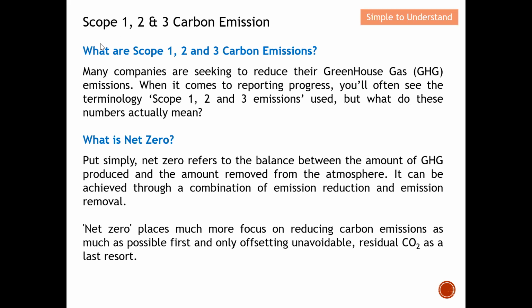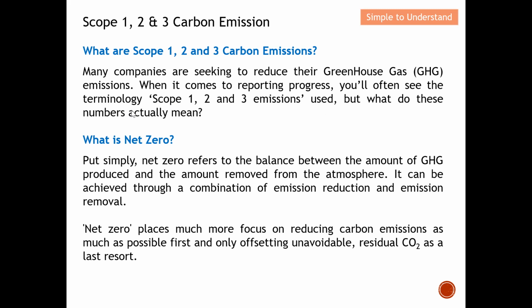Let's quickly kickstart by discussing what Scope 1, Scope 2, and Scope 3 carbon emissions are. Because of regulation, more and more companies are seeking to reduce their greenhouse gas, also known as GHG, emissions. The regulator has come into enforcement, requiring many companies to reduce their greenhouse emissions. And therefore, when it comes to reporting the progress, we often hear the words Scope 1, Scope 2, and Scope 3 emissions. But what do these numbers actually mean?